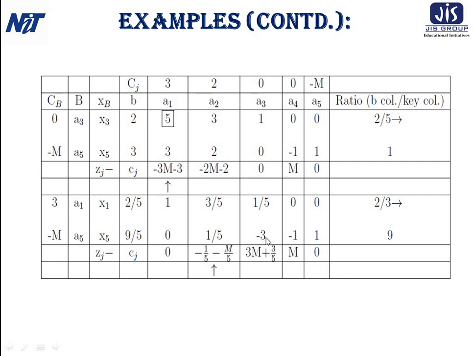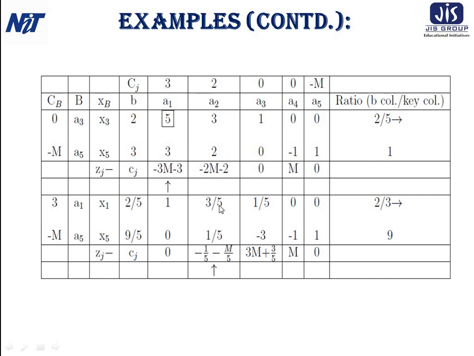Similarly, we are calculating the other element. Here we are getting 3 into 1 by 5, that is 3 by 5. And this is minus m into minus 3 by 5. It will be minus 3 by 5. So this becomes 3m by 5. So it will not affect. So 3m by 5 plus 3 by 5 minus 0. So 3m plus 3 by 5.